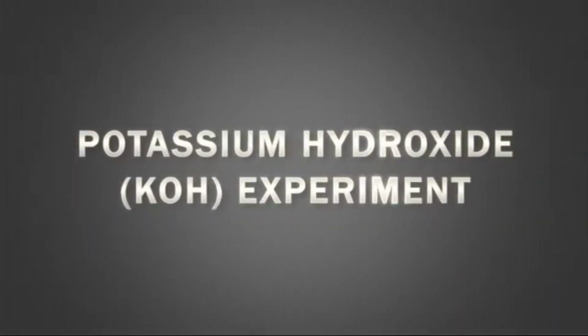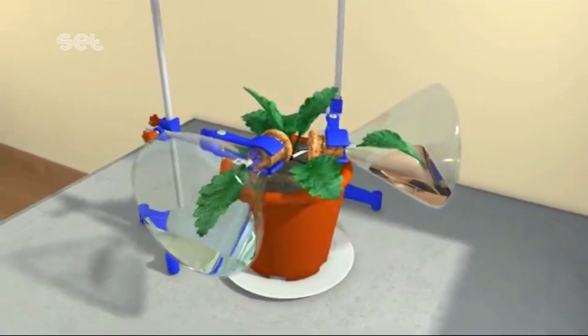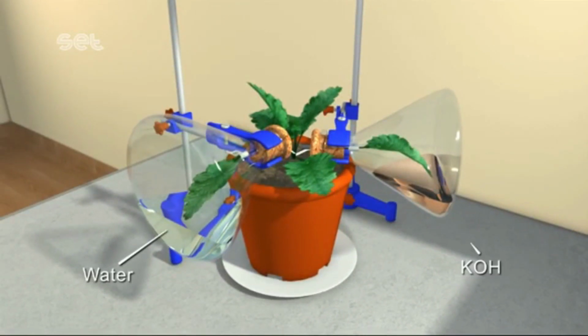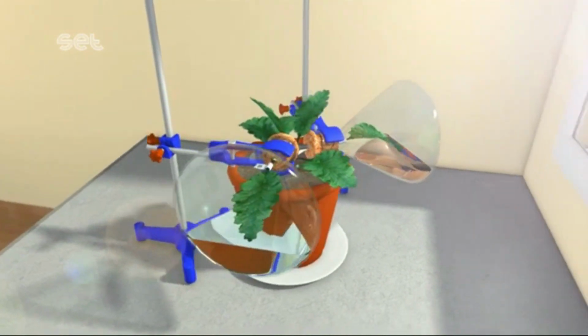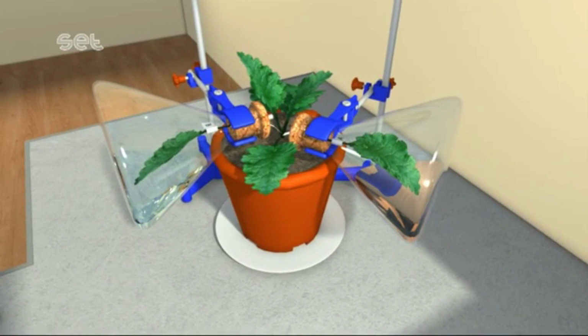Potassium hydroxide experiment. A potted plant's two identical leaves are put individually to two conical flasks, where one contains water and the other contains potassium hydroxide, in a way that there won't be any air connection with outside. With the influence of sunlight, the leaf in the flask with water takes the carbon dioxide it needs to photosynthesize from the air in the conical flask. Meanwhile, the leaf in the other flask cannot find the carbon dioxide it needs to photosynthesize because the potassium hydroxide holds the carbon dioxide molecules.